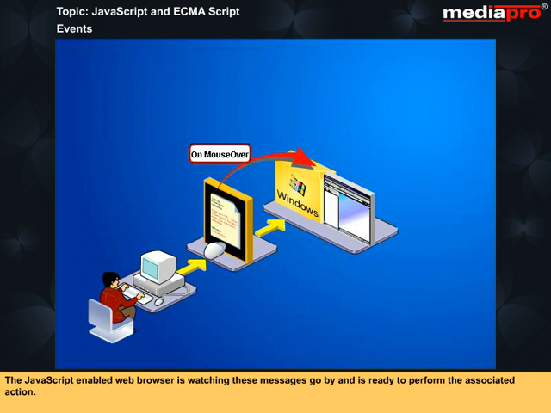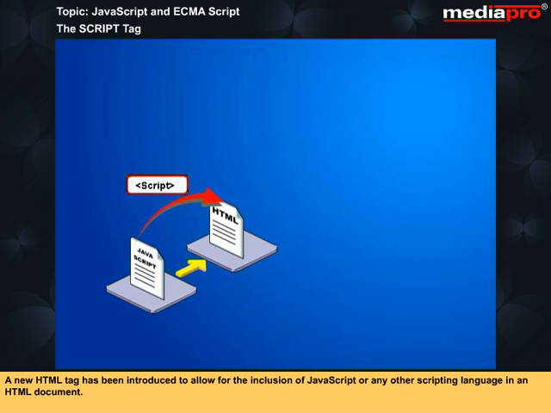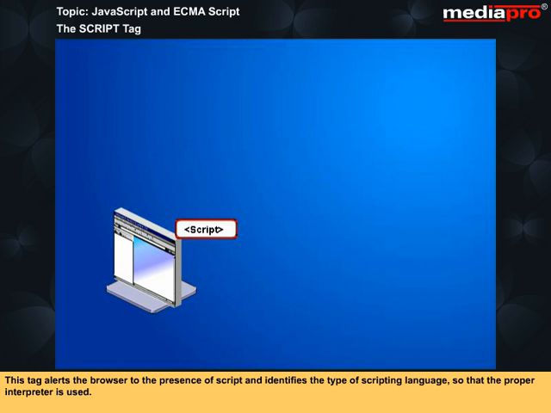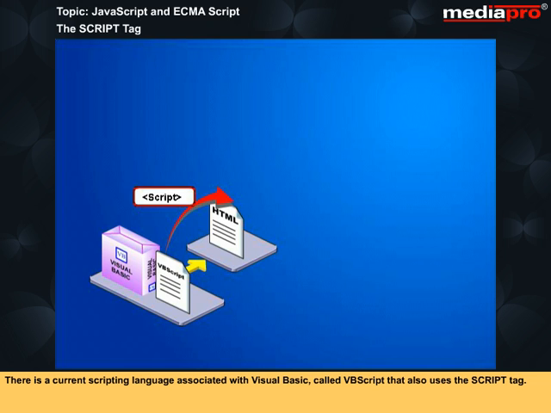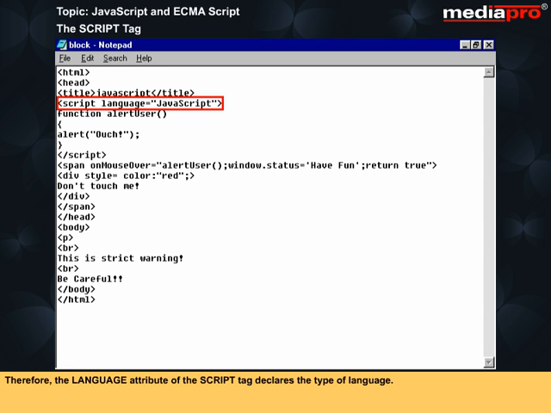A new HTML tag has been introduced to allow for the inclusion of JavaScript or any other scripting language in an HTML document. This tag alerts the browser to the presence of script and identifies the type of scripting language so that the proper interpreter is used. For a browser to be able to handle a scripting language, an interpreter for that language must be built in. There is a current scripting language associated with Visual Basic called VB Script that also uses the script tag. Therefore, the language attribute of the script tag declares the type of language.